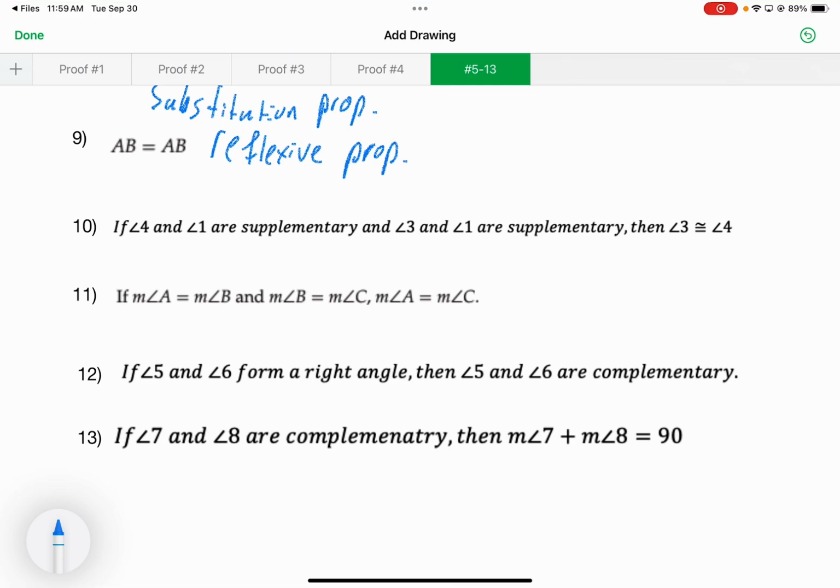This one's tricky. Last period couldn't get it. Not transitive, not substitution, not definition of supplementary angles, not addition. Kalia? I like it, but I'm going to switch the order of the words. It's congruent supplements theorem. We haven't done that one in a couple days, but yes, it's congruent supplements theorem.